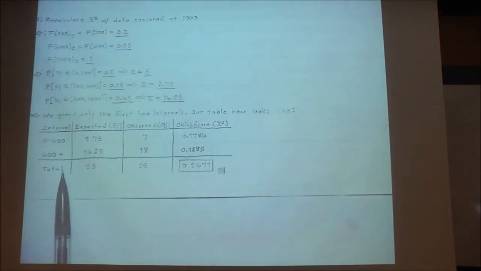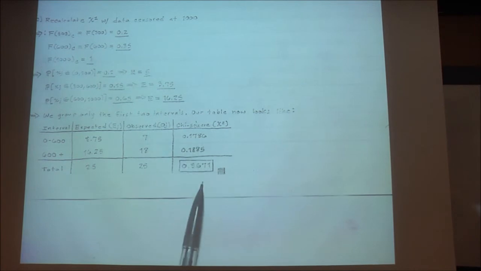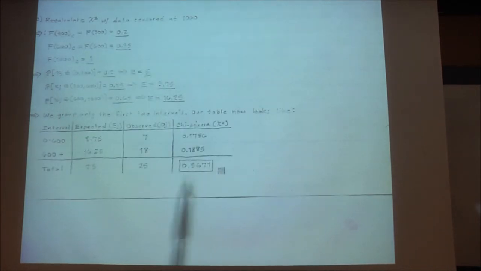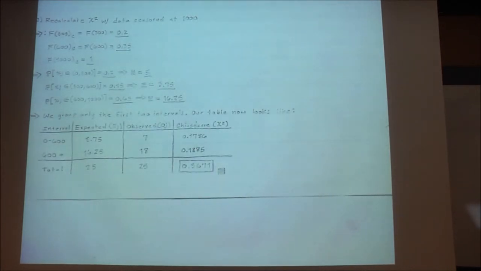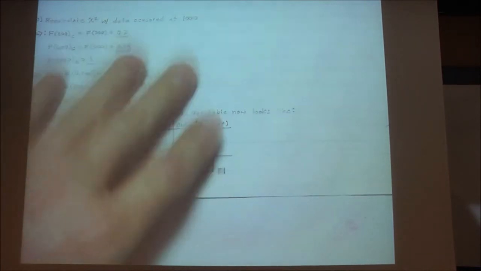The totals go to 25, which is good. Then you calculate the test statistic. Sum these up, 0.367, and you're done.